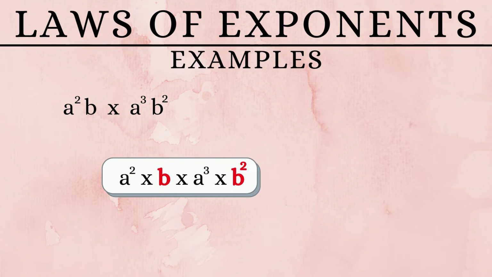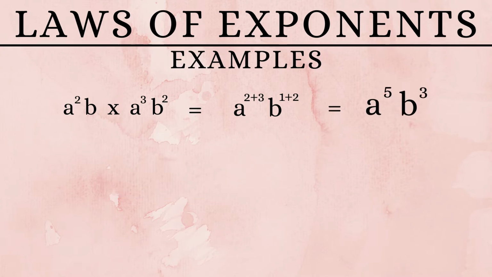So that gives us a square into a cube into b square. Now finding the product of a square and a cube, we get a to the power of 2 plus 3. And then multiplying b and b square, we get b to the power of 1 plus 2. So our final answer is a to the power of 5 b cube.